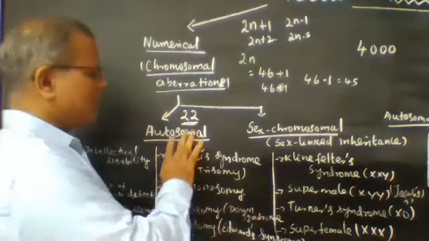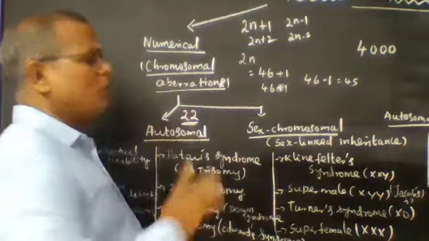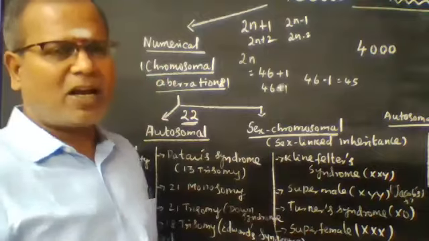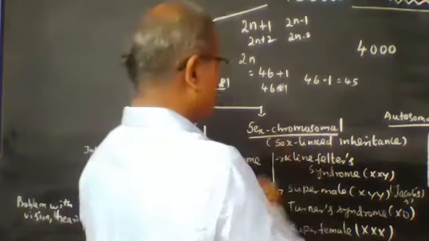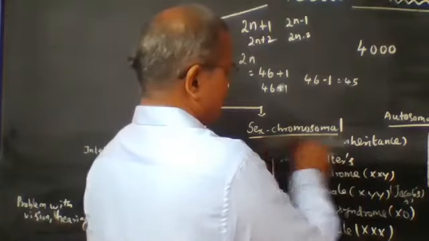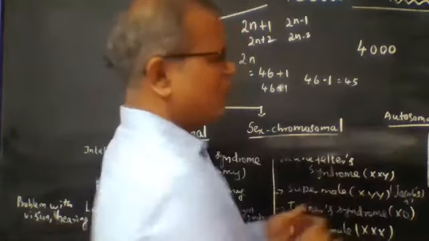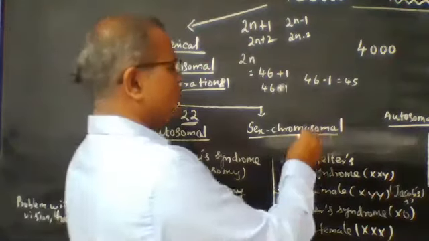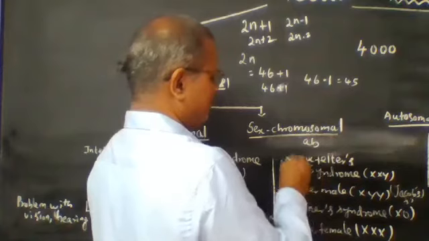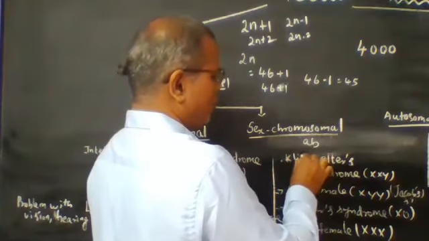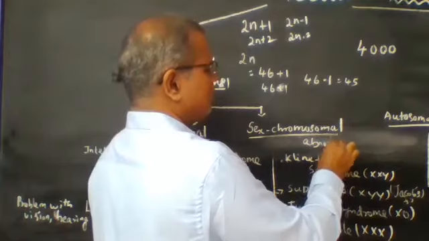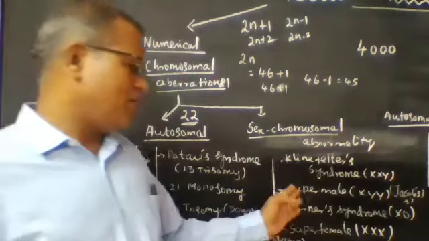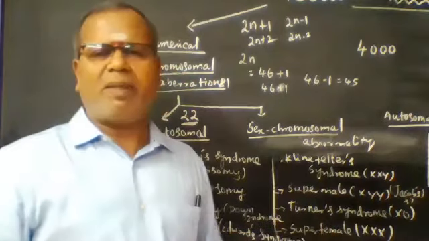So this is the reason for autosomal chromosomal abnormality and sex chromosomal abnormality. Here, the sex chromosome related abnormality is not an inheritance. Inheritance comes in color blindness and other things. So the sex chromosomal abnormalities are Klinefelter syndrome, the super male, Turner syndrome, and the super female.